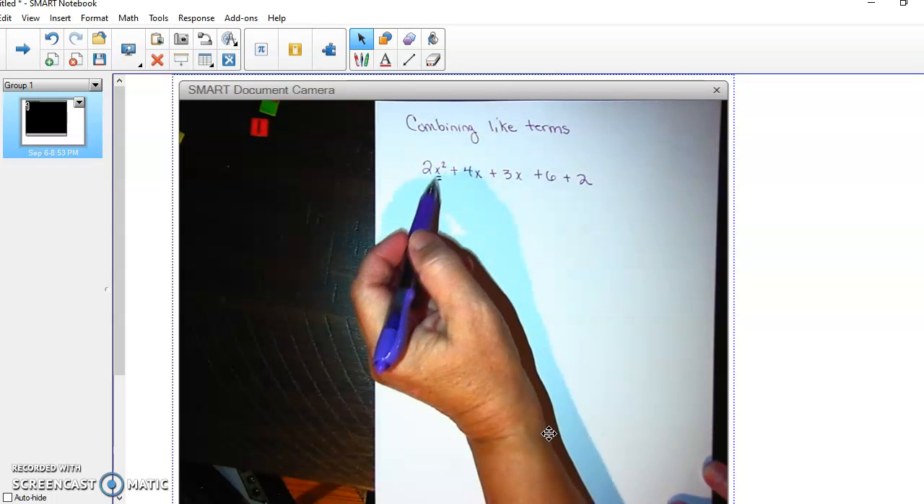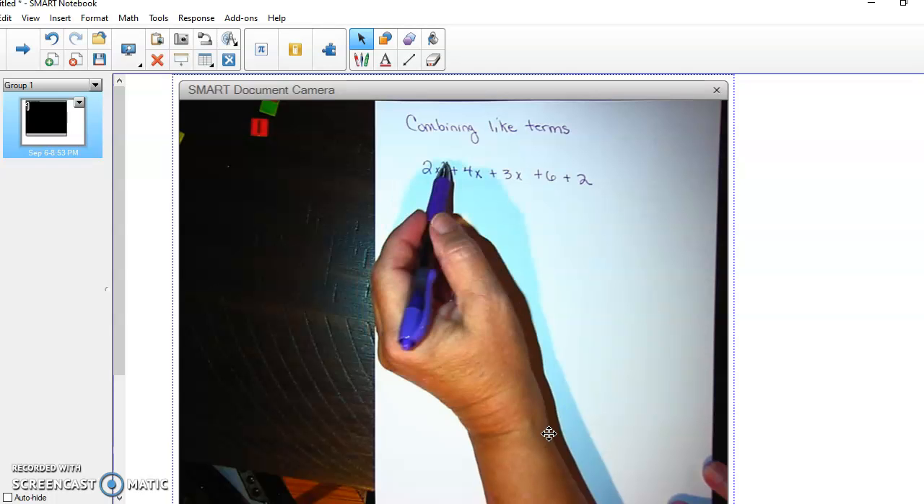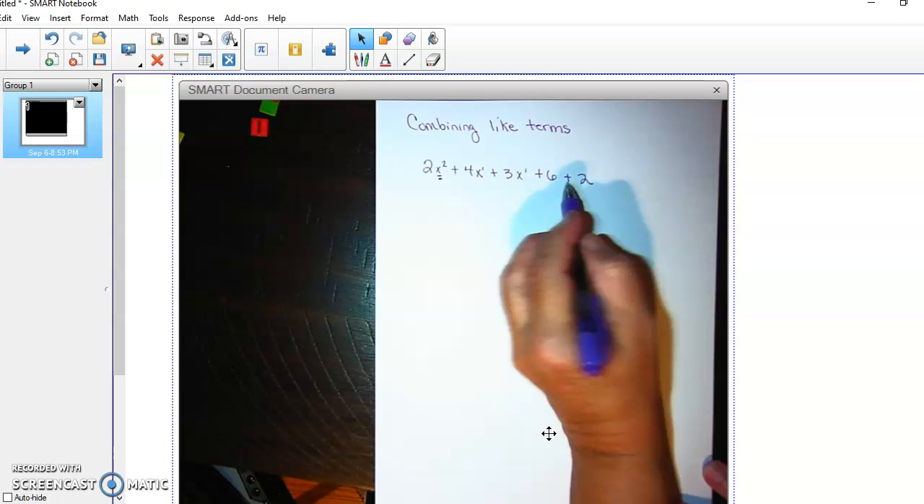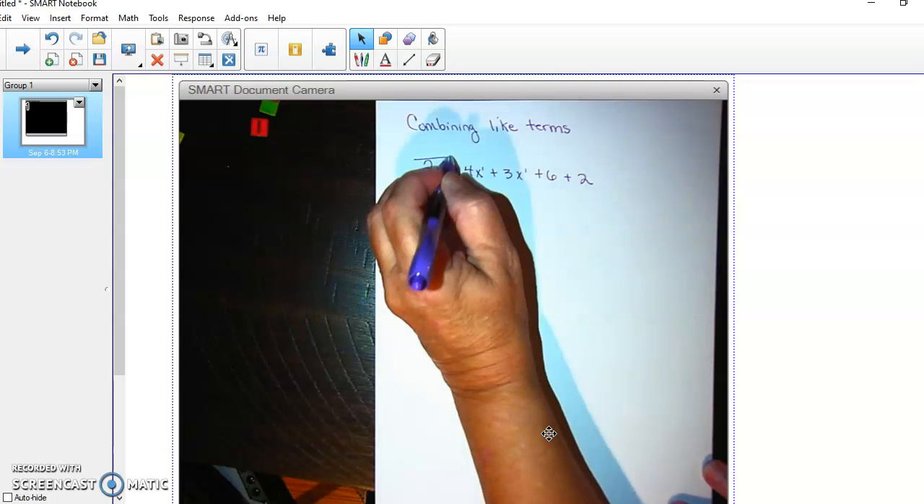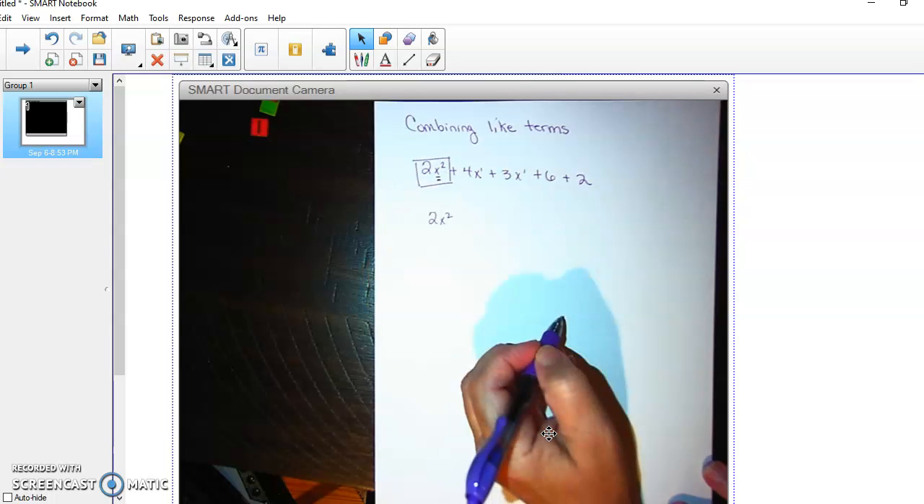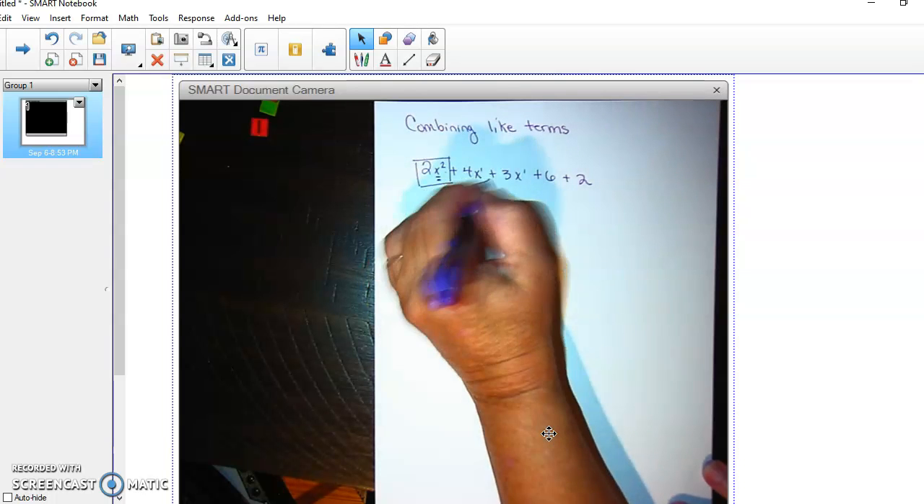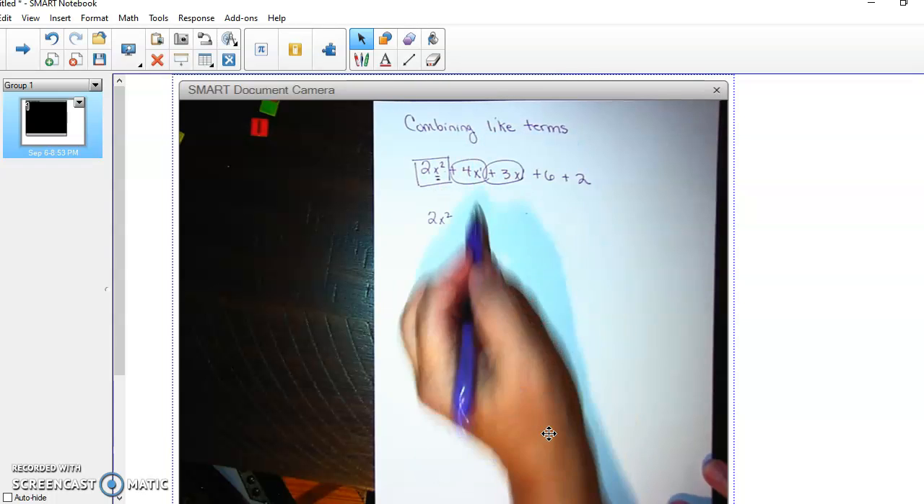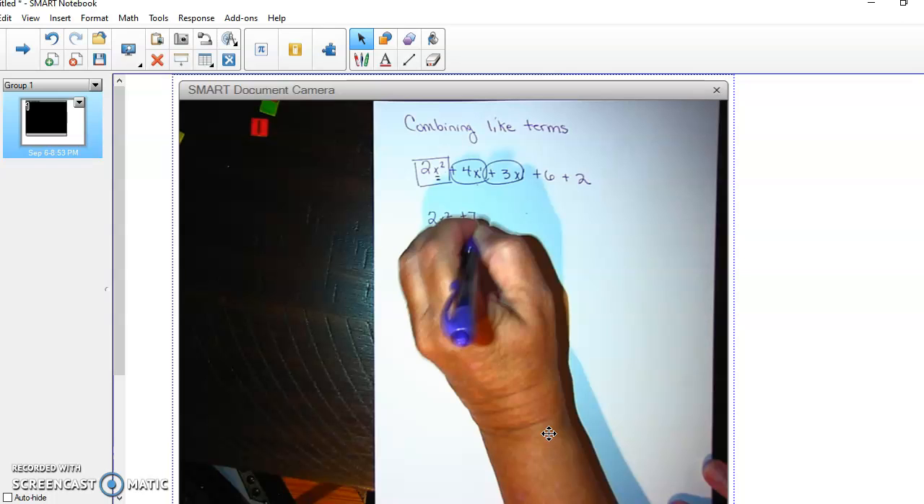So this is x squared, this is x to the first, and this is x to the first, and this is just a constant. This is the only one that has an x squared, so we're going to bring that one down. Now I'll use a different one. So we have a positive 4x and a positive 3x. So 4 plus 3 is 7x.